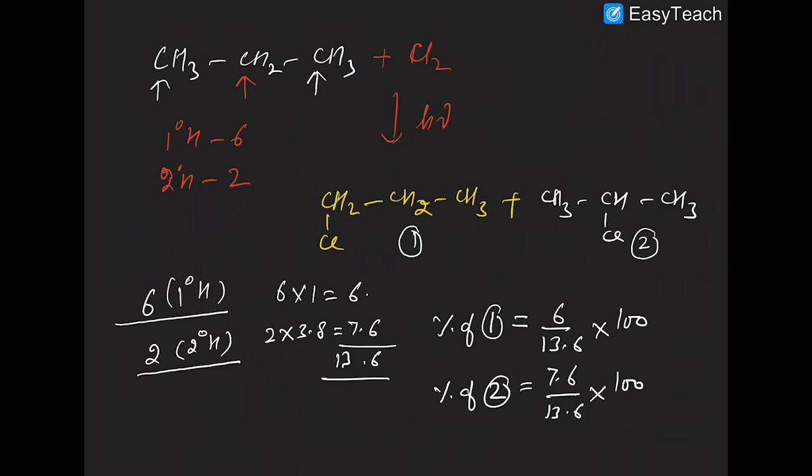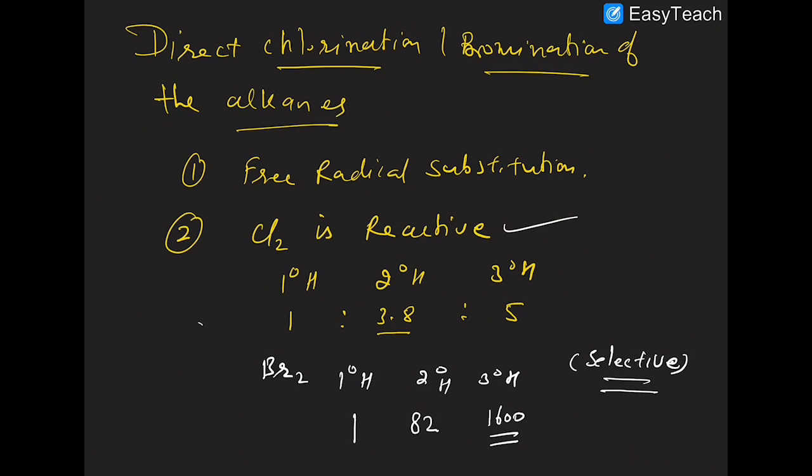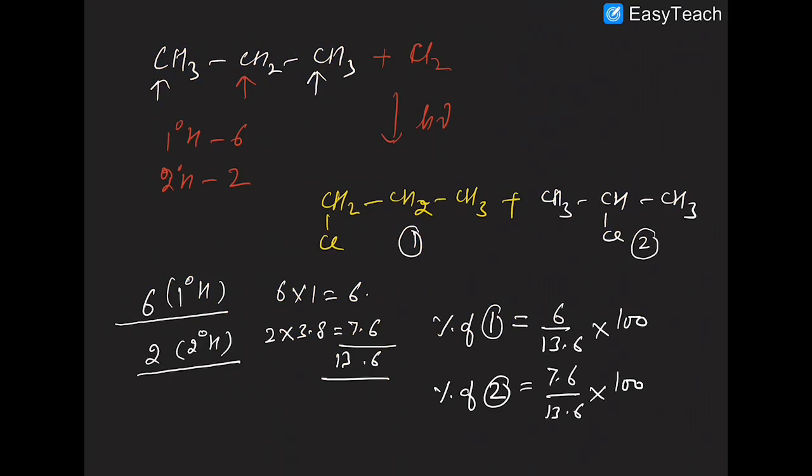So look at that probability factor once more. Primary hydrogen probability is 1, secondary is 3.8. So how many are there? In this case there are 6 primary hydrogens. So 1 into 6 comes out to be 6, the total probability factor. And there are only 2 secondary hydrogens, so it will be 2 into 3.8, which is 7.6. So it comes out to be 13.6 if you add them. After that you will determine the percentage of primary and secondary product.